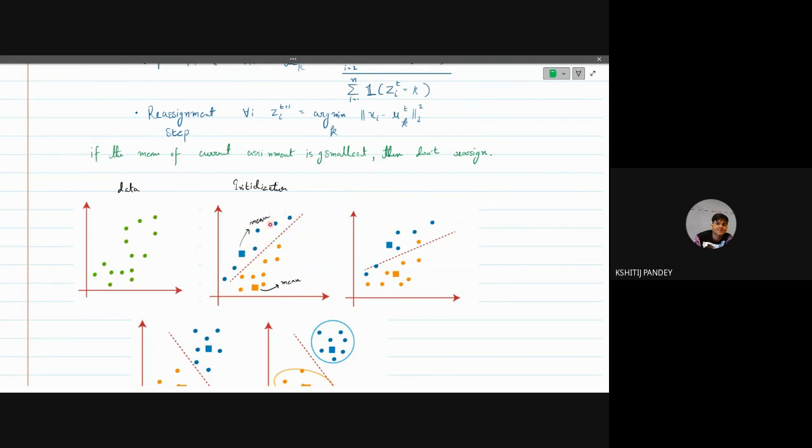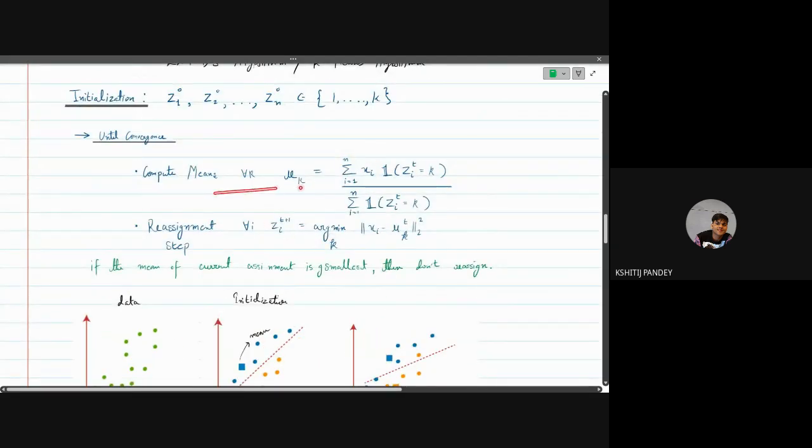Otherwise, let's say we talk about this point. The distance between this point and the mean of the blue cluster is smaller compared to the distance between the point and the mean of its current cluster. So for such points, we change the assignment.